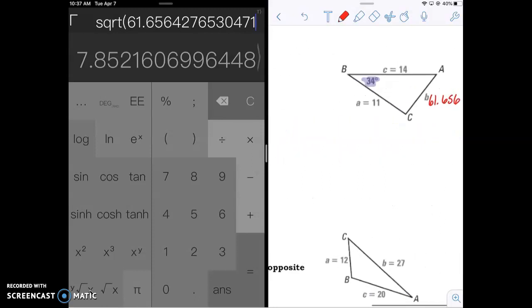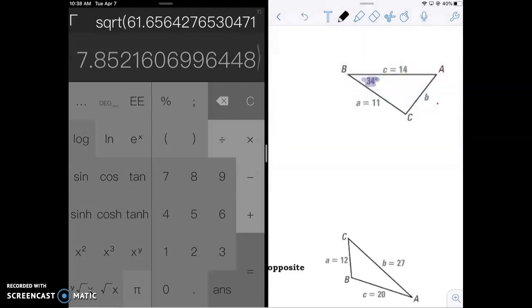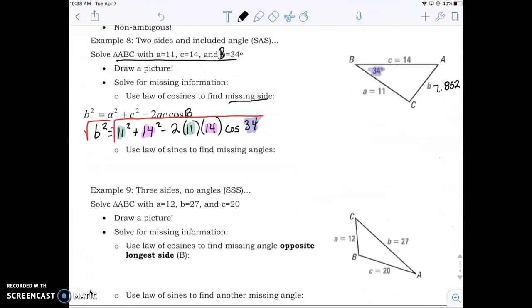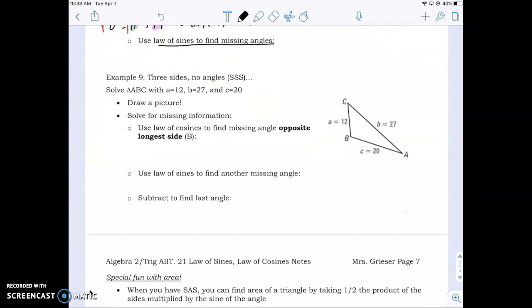So it's not 61, because 61 seemed like an unusually large number for that triangle. Instead, it's 7.852. Wow, that's much better. Now, what your paper tells you to do is, hey, now that you found B, go ahead and use the law of sines to find the missing angles. I think we practiced the law of sines really well last time, so I don't think we need to do that again. Let's go on to our next problem here.